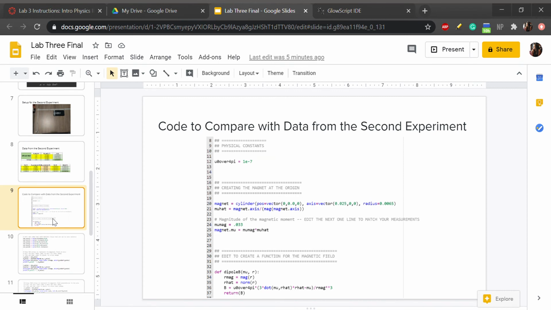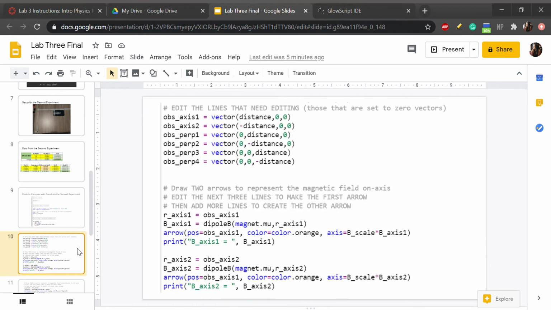Okay. And then I entered all of this into the parts of the code that we were supposed to customize to our measurements. So here you can see I entered in mu mag, which was 0.033 in mine. And that's basically all that I changed here. And then here you can see the function that I created for the magnetic field.